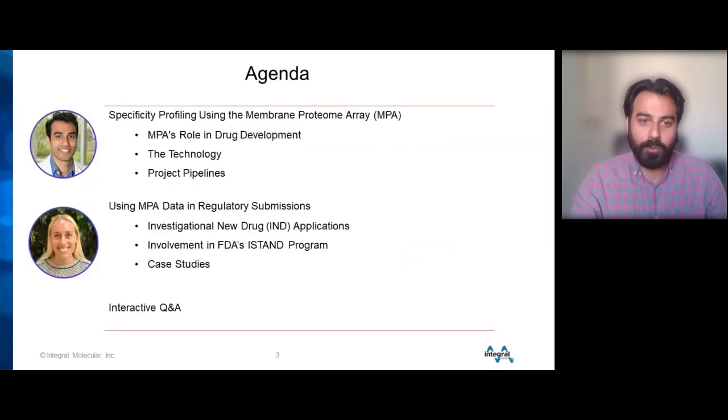Our talk will be broken into 2 main sections. The first, introducing you to the Membrane Proteome Array, or MPA, as you will be hearing that acronym very frequently, our role in drug development, and a breakdown of our project pipeline. Later, Diana will touch on the MPA's relationship with regulatory bodies like the FDA, and some case studies from customers that have successfully used the MPA in IND submissions. We will, of course, have some Q&A at the end, but for now, I will get into the presentation proper.